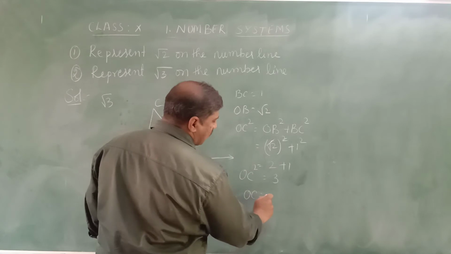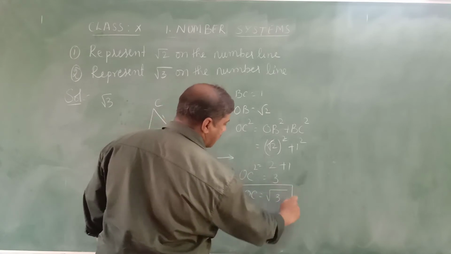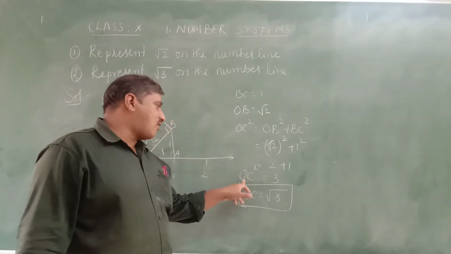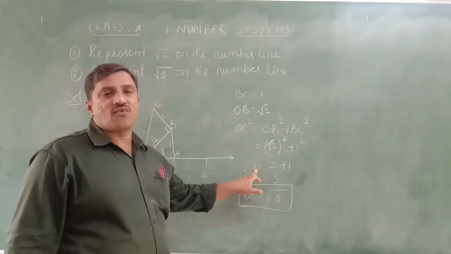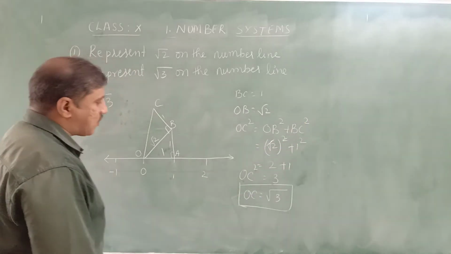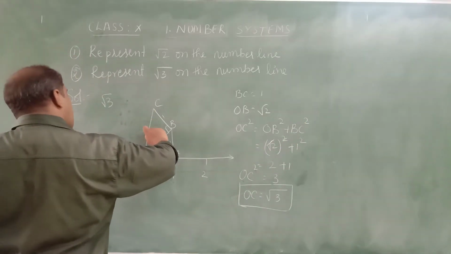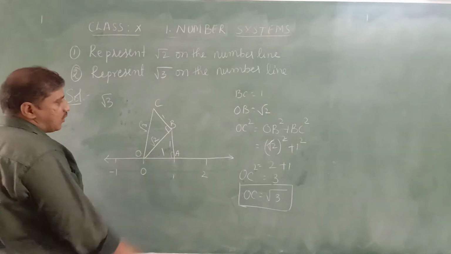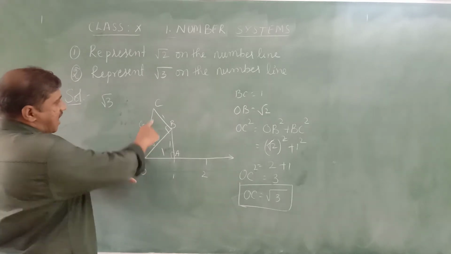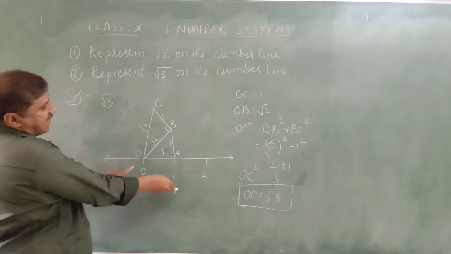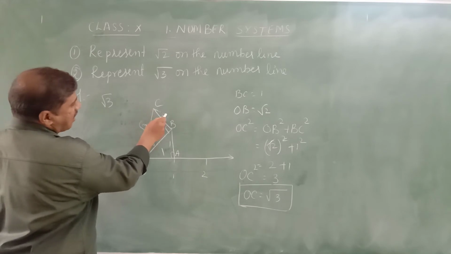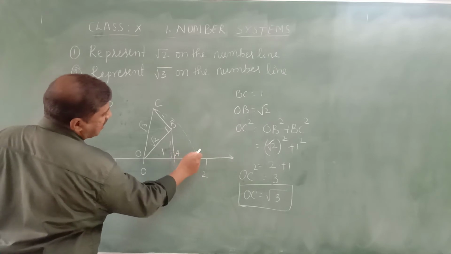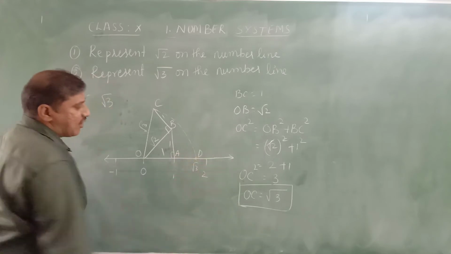Now OC is equal to what? Square root of 3. OC square is equal to 3. By transposing the square to the RHS, it becomes a square root. Now this length OC is equal to root 3 centimeters, or root 3 units. Now taking O as the center and OC as the radius, draw an arc that intersects the number line at a point. That point will give you root 3.